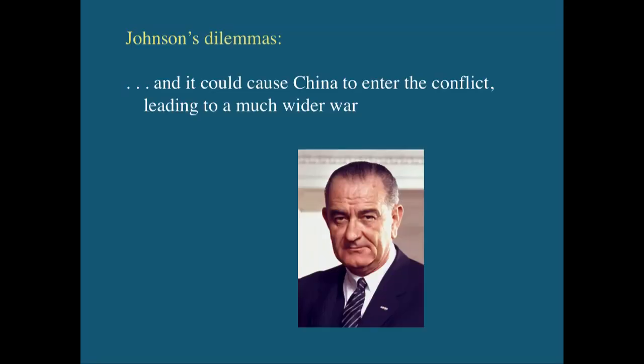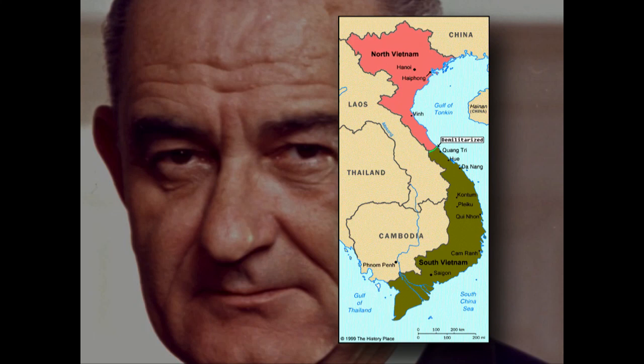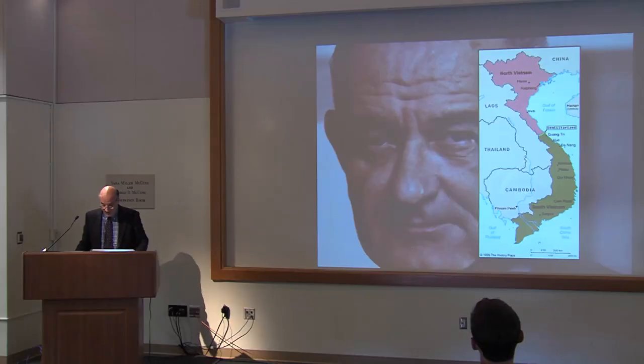And consequently, Johnson tried to follow a middle course in Vietnam, doing just enough to keep the South Vietnamese government afloat, but not so much that the conflict became a major war, which would not only be dangerous in its own right, but divert money and attention away from his cherished Great Society.